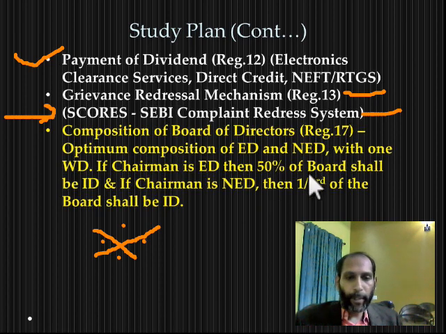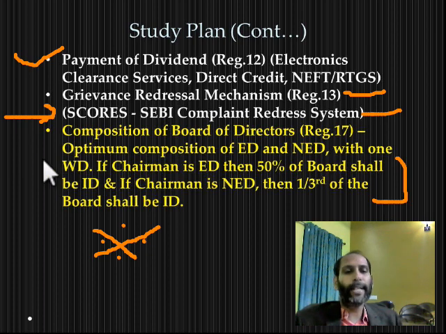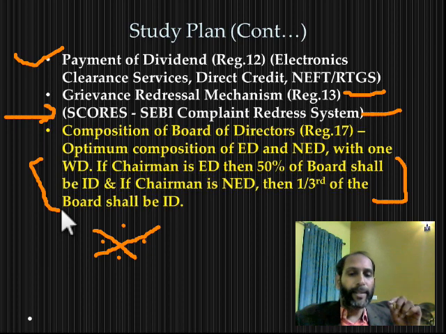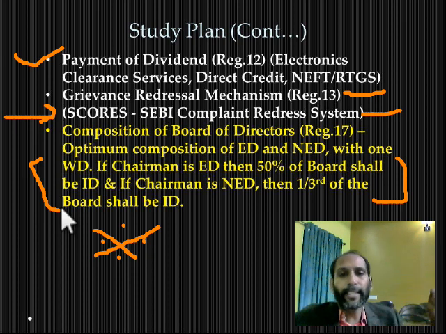Now coming to a small but very important thing regarding the chairman and the number of IDs. What is an ID? Independent director. The number of IDs is linked with the chairman's position, whether the chairman's position is whole time or part time, whether the chairman is executive or non-executive.